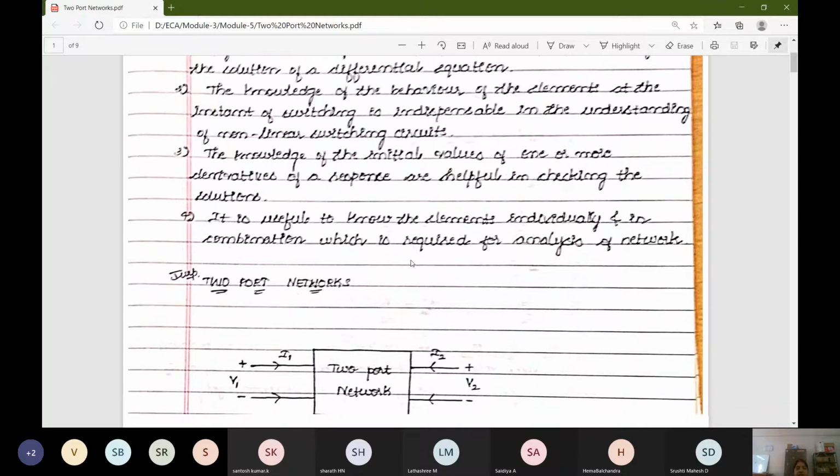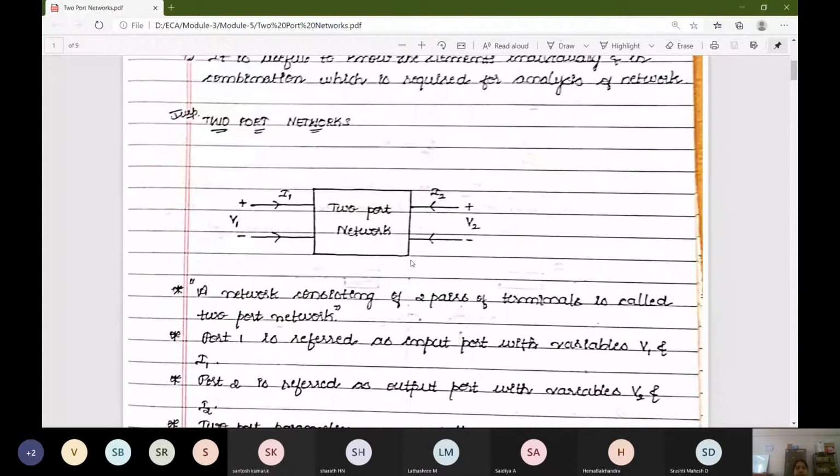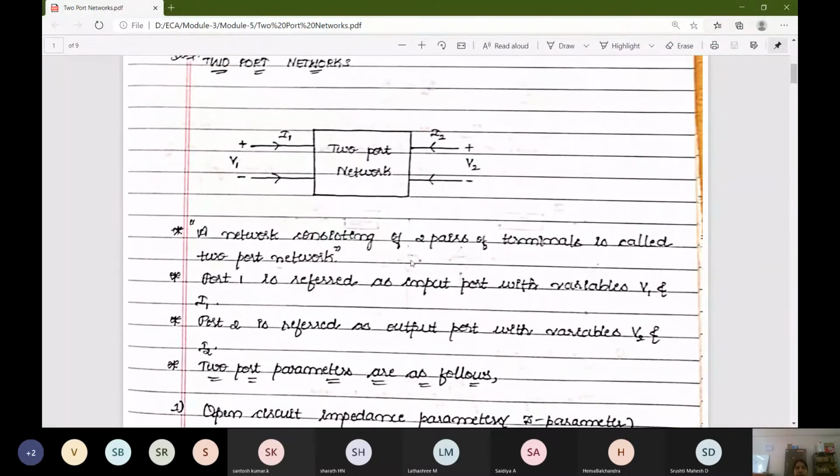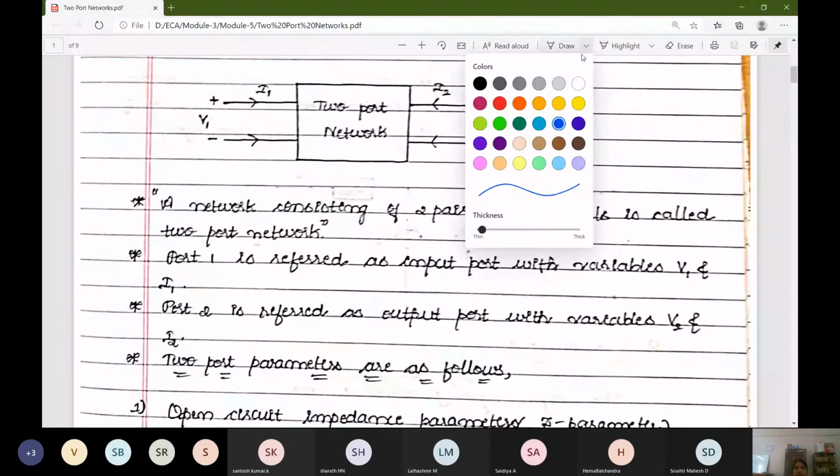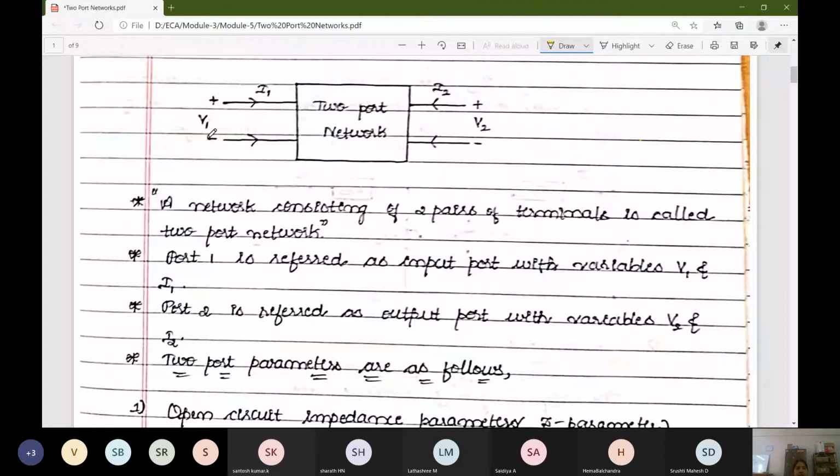So we'll move on to the next part of the fifth module, that is two-port networks. The figure is drawn here, which has V1 and I1 at one side, and V2 and I2 at the other side. A network consisting of two pairs of terminals is called a two-port network. Port 1 is referred to as the input port with variables V1 and I1, and the other is port 2 with variables V2 and I2. So we have two ports here.